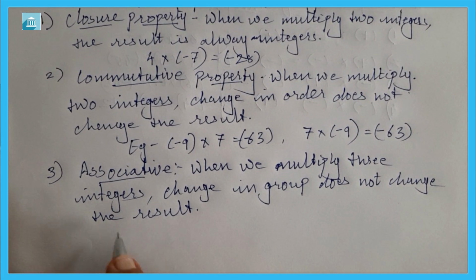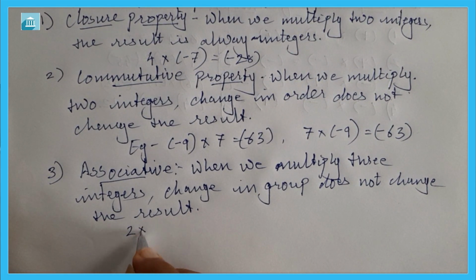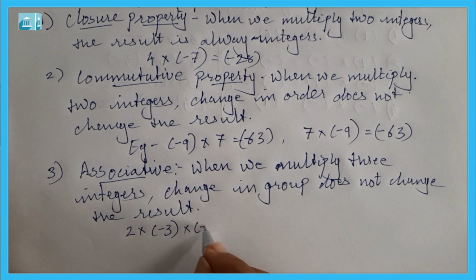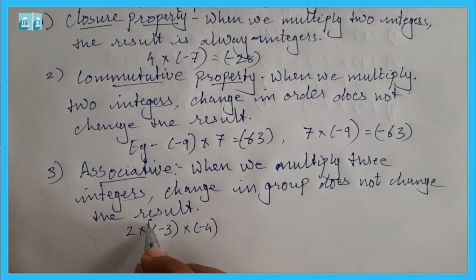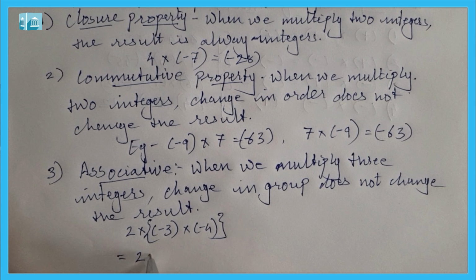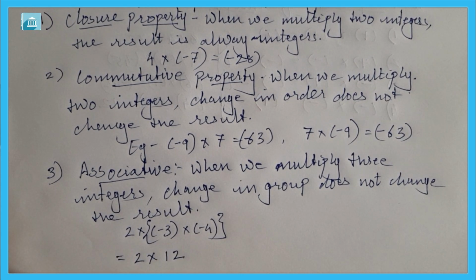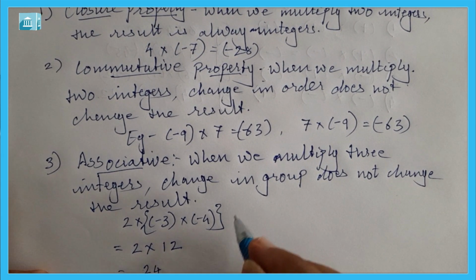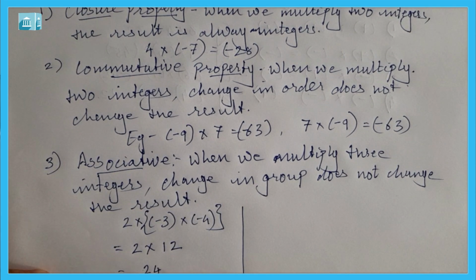Let us see. 2 into minus 3 into minus 4. Let us make a group of minus 3 and minus 4. So it will be 2 into, minus 3 into minus 4 is 12. 2 into 12 is 24. So the result of this is 24.